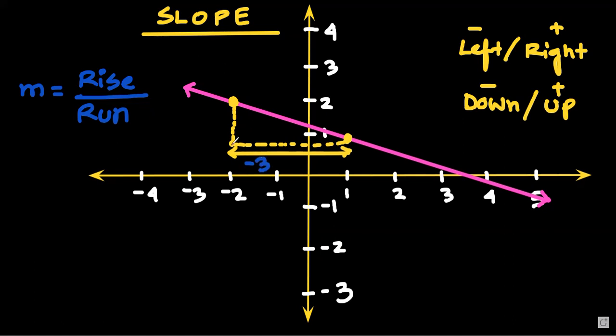And from -3, we are going 1 unit up. 1 unit up means positive. Positive means the rise would be positive there, right? This is +1. This will be +1 because we are going upward. So you can see the rise. How much is rise? +1 divided by how much is run? -3. So your slope is -1/3. That's your slope, right?